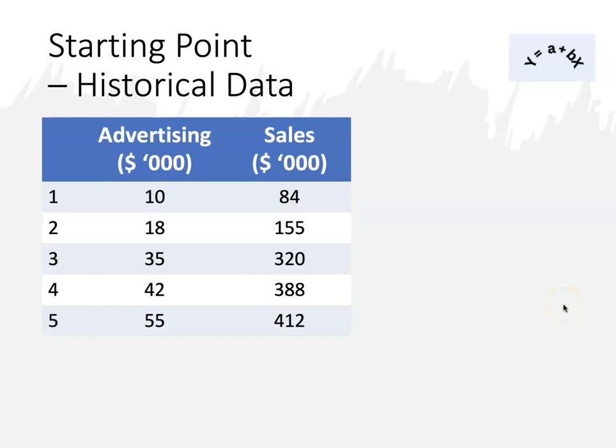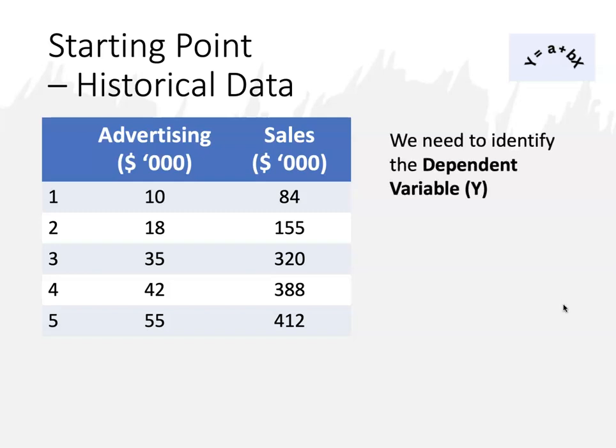So the starting point is that we have to have historical data. Right? Without historical data, we are unable to do anything with regression. Right, so here we have let's call it 5 months of data, and the figures are all in thousands.